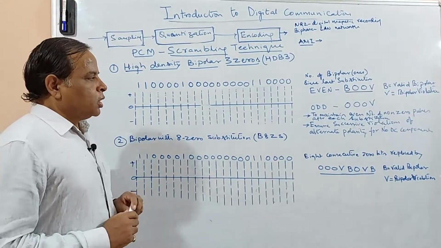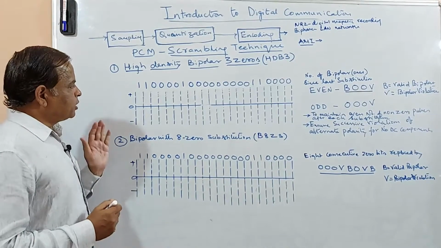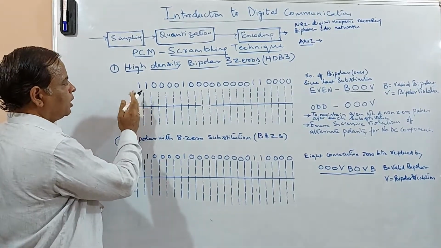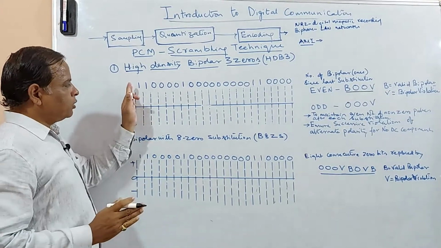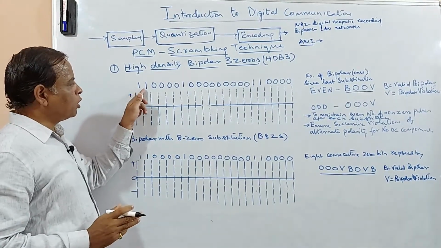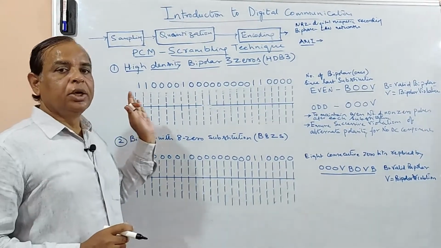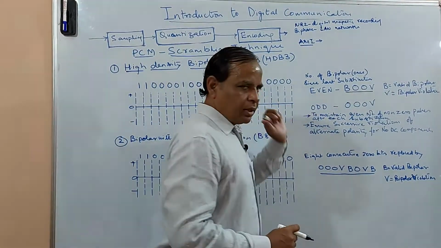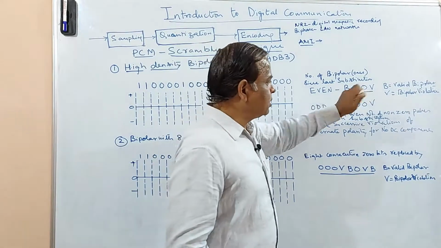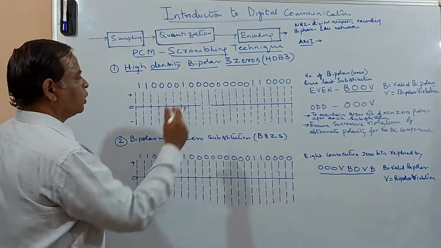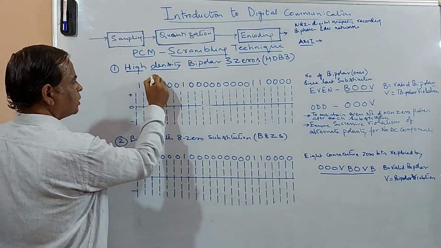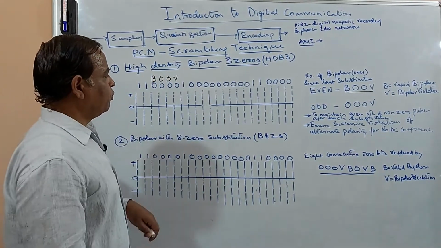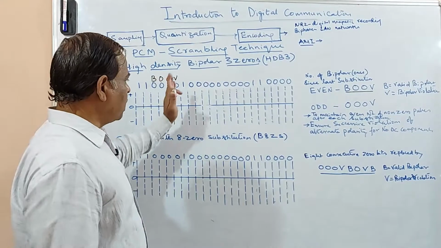Now coming back to the implementation part, we are starting from here. We don't know what is there before, so you just imagine from here you are counting ones. It's 2 ones. Then what we need to do is, 2 is even, so we have to replace with this particular code, that is nothing but B00V. Fine. So this is over.